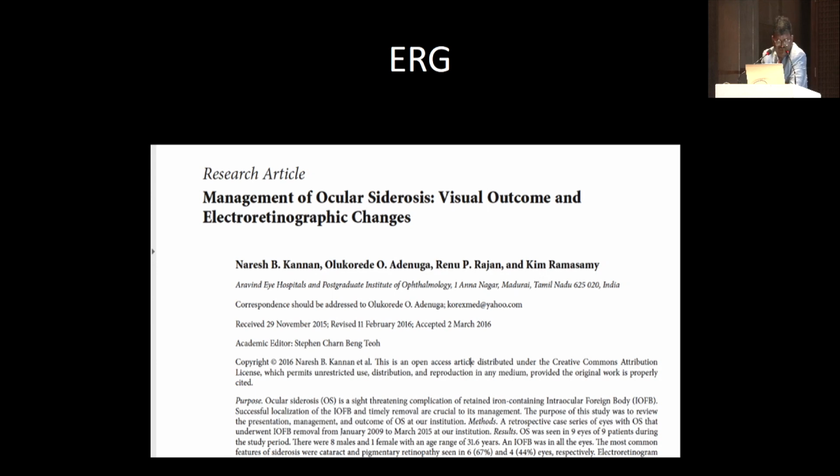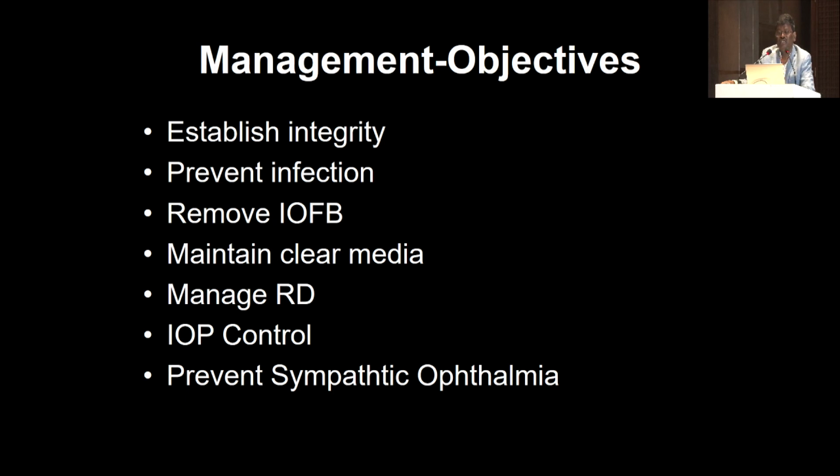If the ERG is flat and the EOG is also flat, that is the condition where the prognosis is very bad or zero. But if the ERG is flat, but still the EOG is good, we can go ahead and remove the foreign body, usually under steroid cover, and usually they do very well. So a flat ERG in case of a siderotic eye is not a contraindication. This is one of our series where we have published more than around 17 cases of ocular siderosis, where we could find the reappearance of the waves in the ERG.